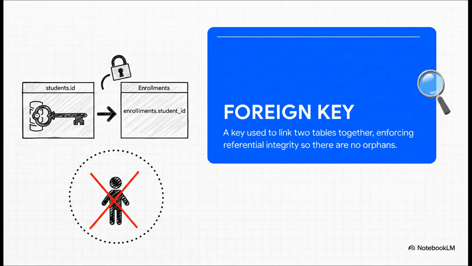Okay, next up, foreign keys. These are what let us build bridges between our tables. A foreign key in, say, an enrollments table will point back to the primary key in the students table. What does this do? It makes it physically impossible to enroll a student that doesn't exist. No more orphan data. It keeps everything connected and logical.